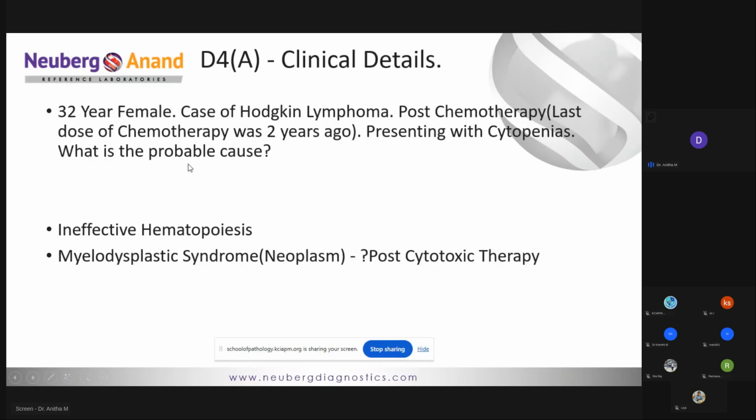But then when we come to the clinical picture, this was post chemotherapy. Since the last dose was 2 years ago, this cannot be just chemotherapy induced cytopenias because it's a fresh cytopenia, and the last chemo dose was more than 2 years ago. So with cytopenias, you would think that there is ineffective hematopoiesis causing the cytopenias, and with the cytotoxic therapy being there, and dysplastic neutrophils in this particular patient, this was myelodysplastic syndrome.